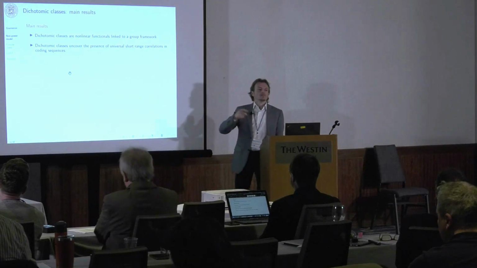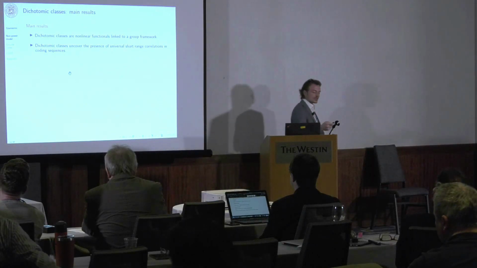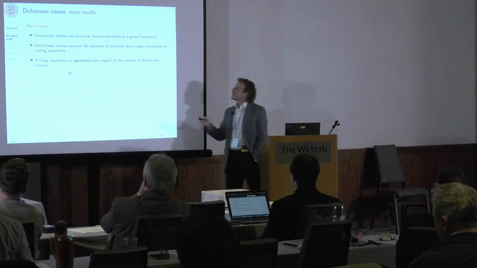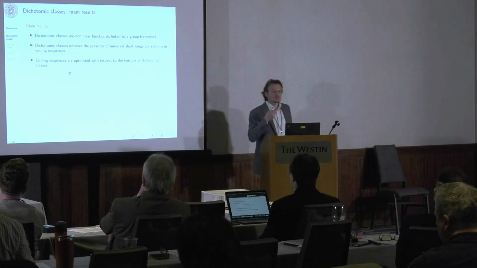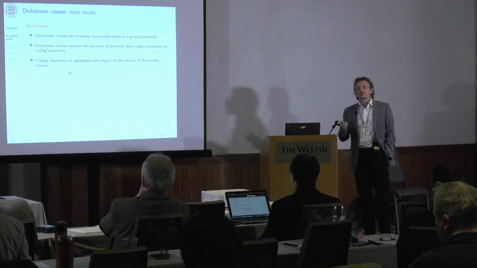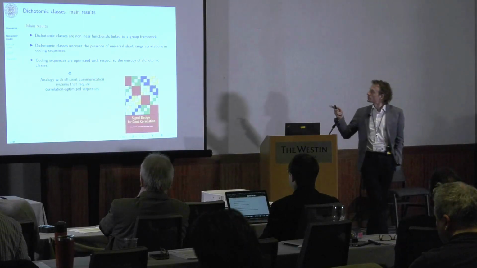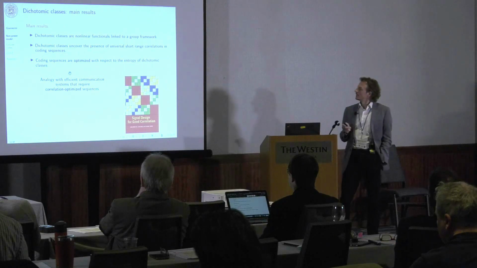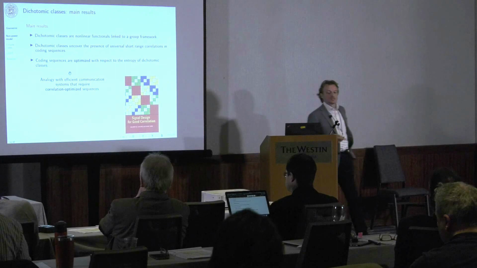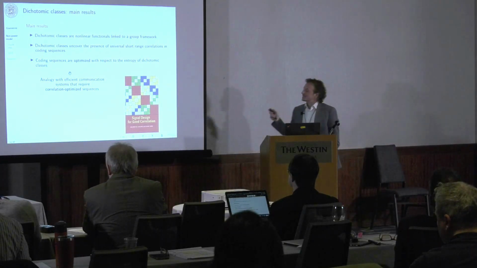I'll make it brief. The dichotomic classes uncover the presence of universal short-range correlations. Moreover, interestingly, we found out that coding sequences are entropy optimized with respect to dichotomic classes. This is really similar to what happens in efficient communication systems that require correlation optimized sequences, for instance those described by this book by Golomb. I'm sure engineers know Golomb.